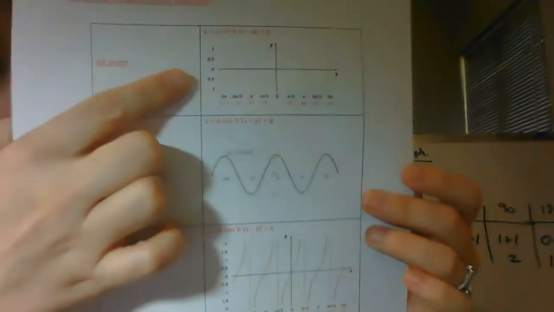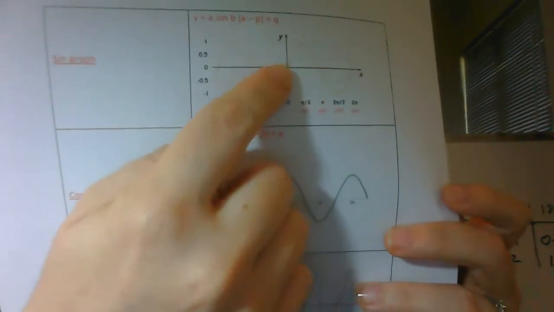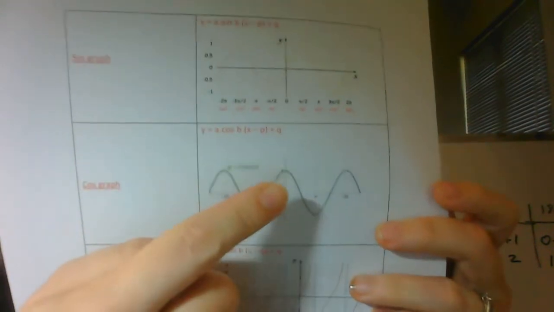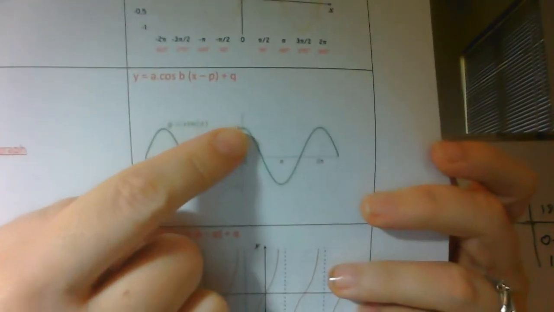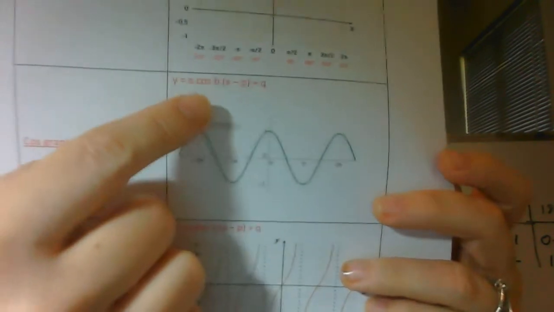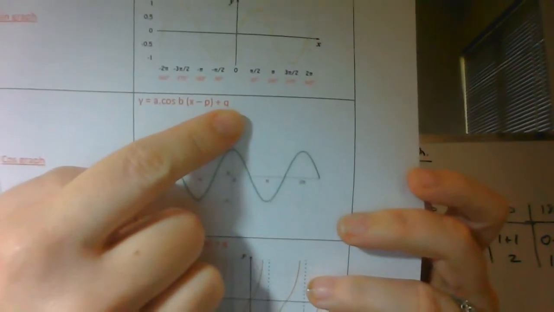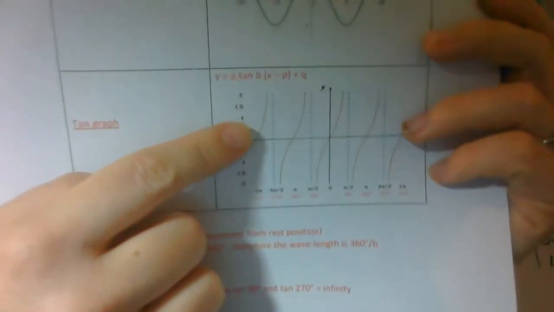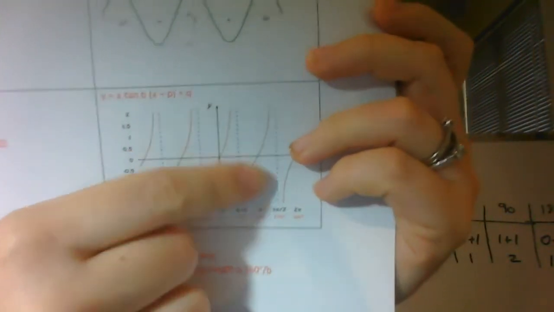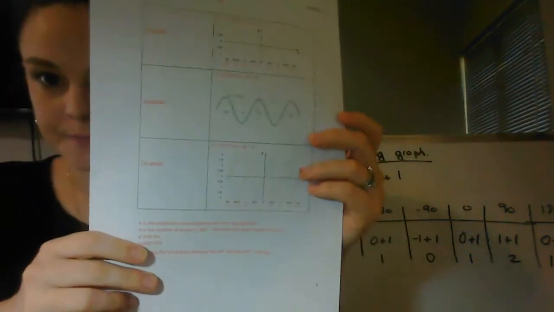So that's the sine graph. You see the origin is 0, 0. And that's how you differentiate it from the cos graph that has an origin on the amplitude point here, so usually 1 unless it's shifted with the q value. And the tan graph is this one with this repetitive shape there.